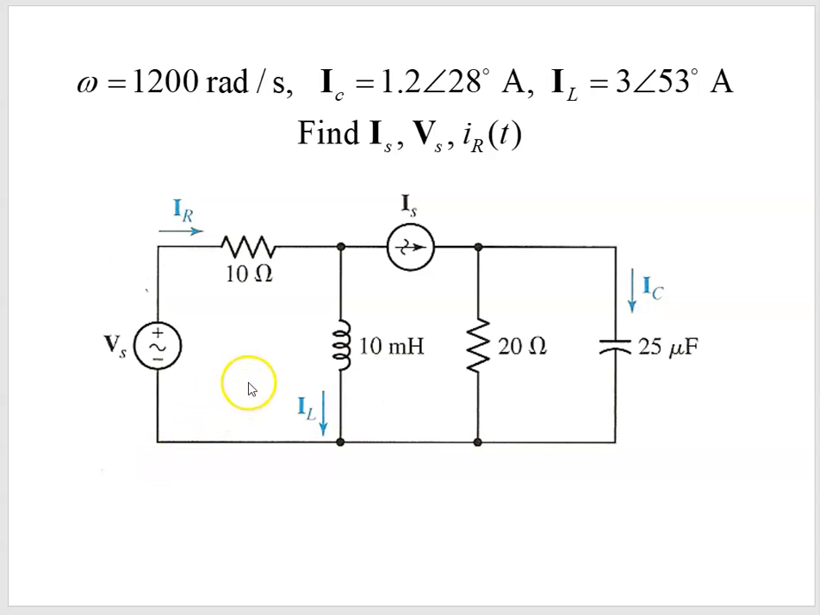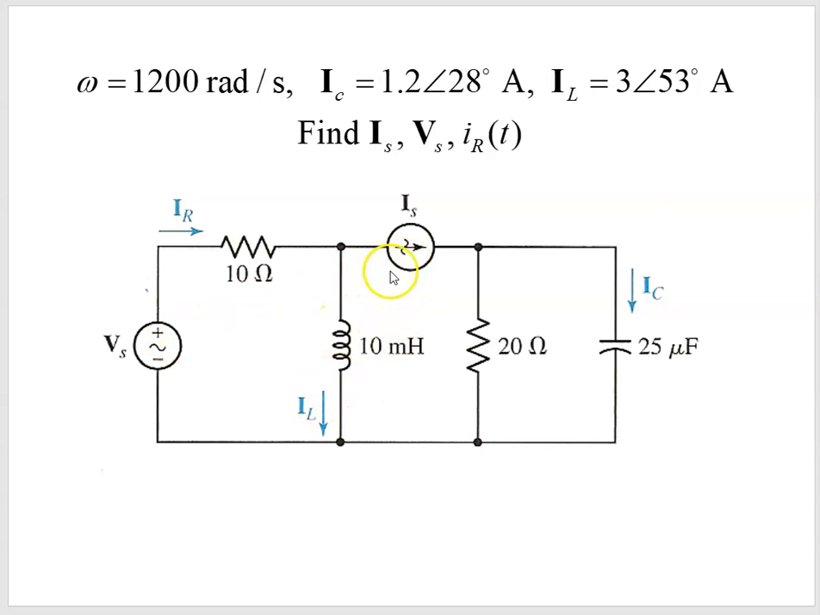Let's take a look at this circuit. It's put together with an inductor, capacitor, and two resistors, and we have both a voltage source and a current source. What we know for this circuit is the frequency that it's operating at. We know it's operating at 1200 radians per second. And we also know the current through the capacitor, and we know the current through the inductor.